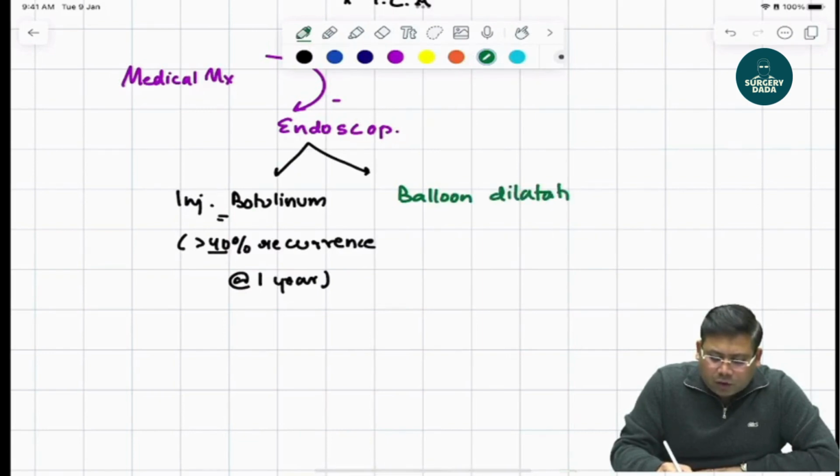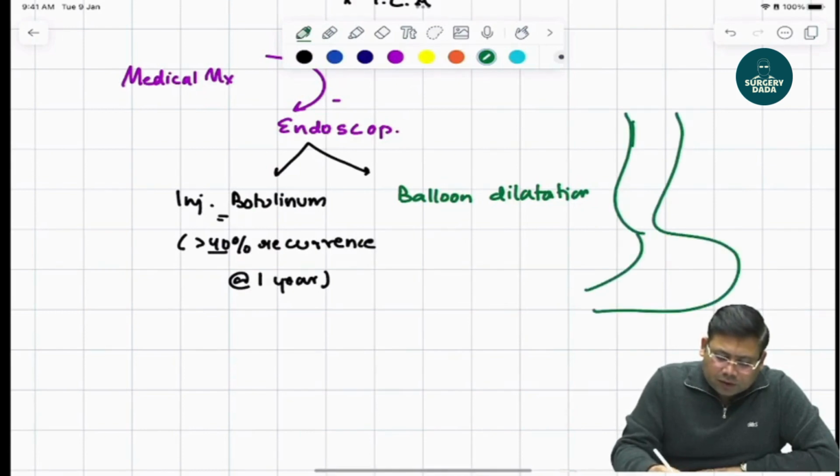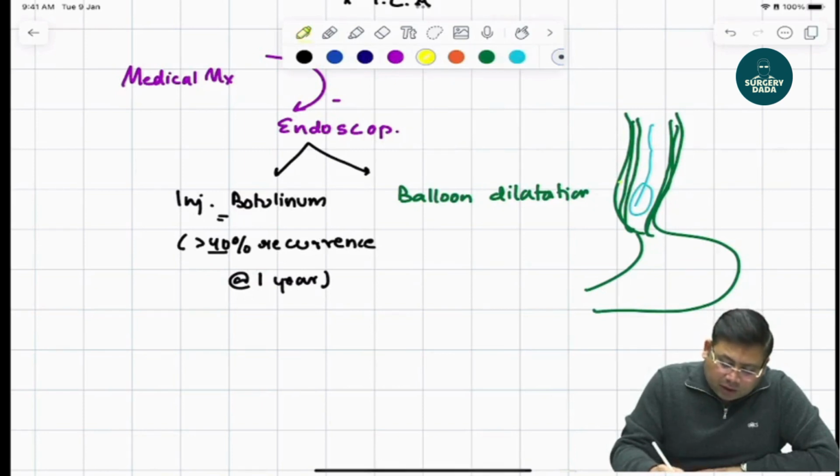Introducing the controlled tears in the esophageal muscle. So suppose this is the muscle of the esophagus. Whenever you are putting a balloon and whenever you are dilating and distending it, you are inducing cracks in this. So induction of the cracks, cracking of the inner circular muscle.